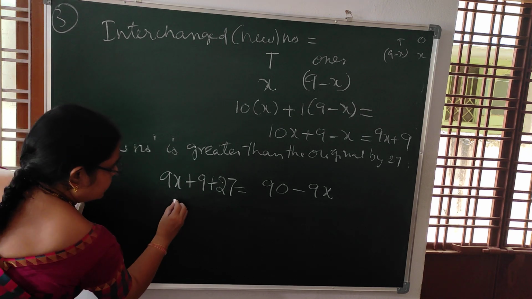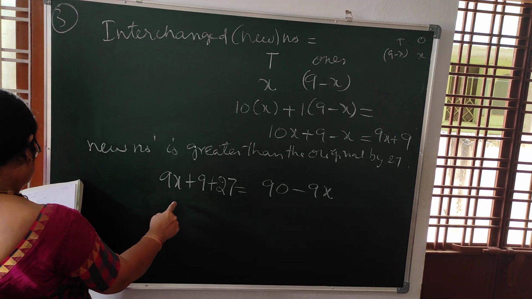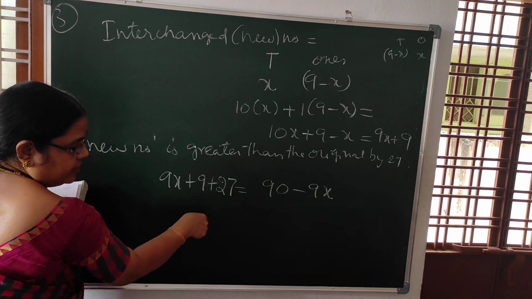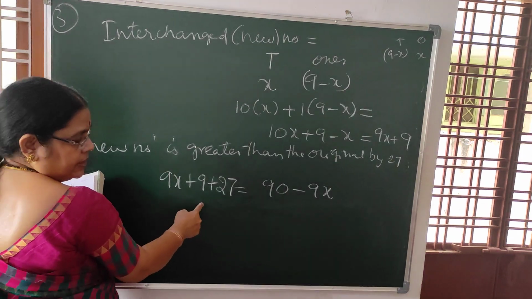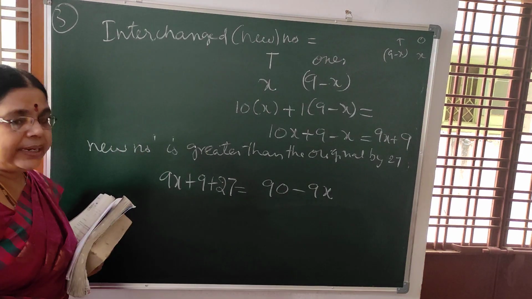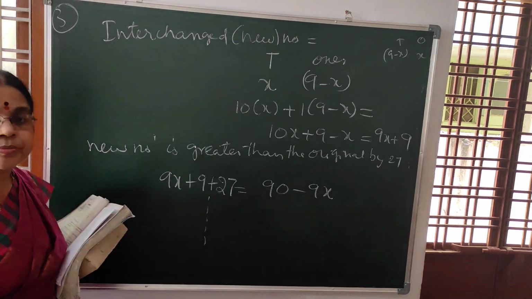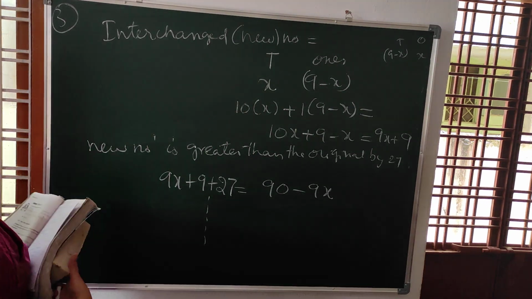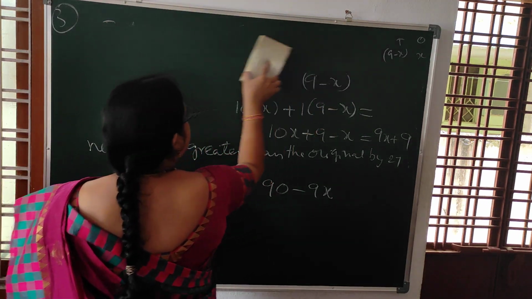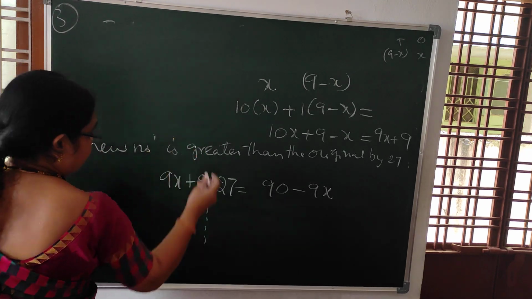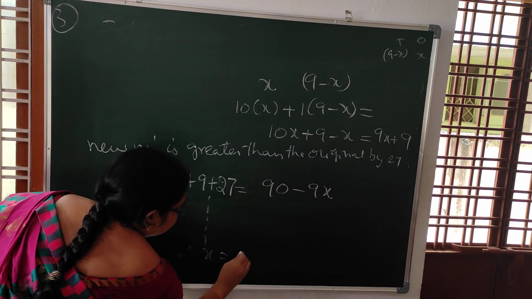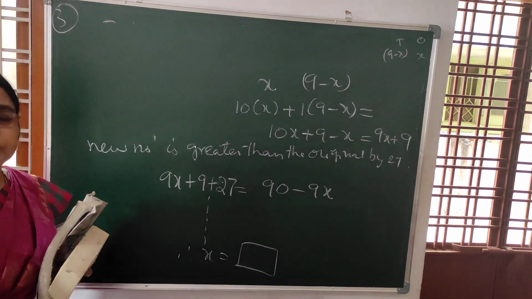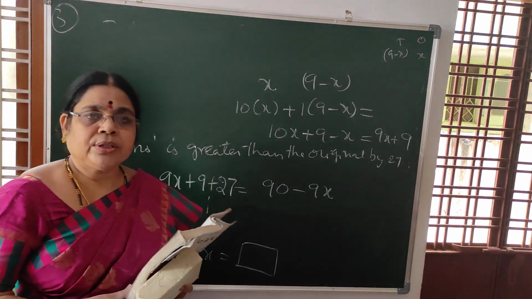So when you solve this equation, what happens? 9x plus 9 plus 27 is 36. 9x plus 36 is equal to 90 minus 9x. Solve this equation. When you solve this equation, what happens? You will get x is equal to something.